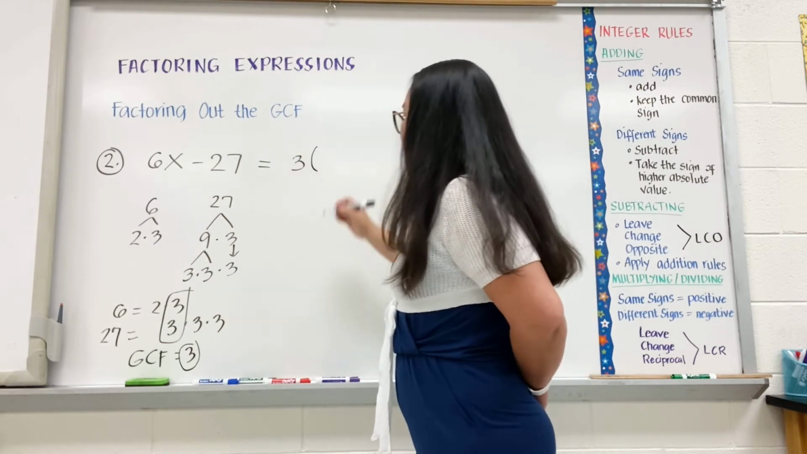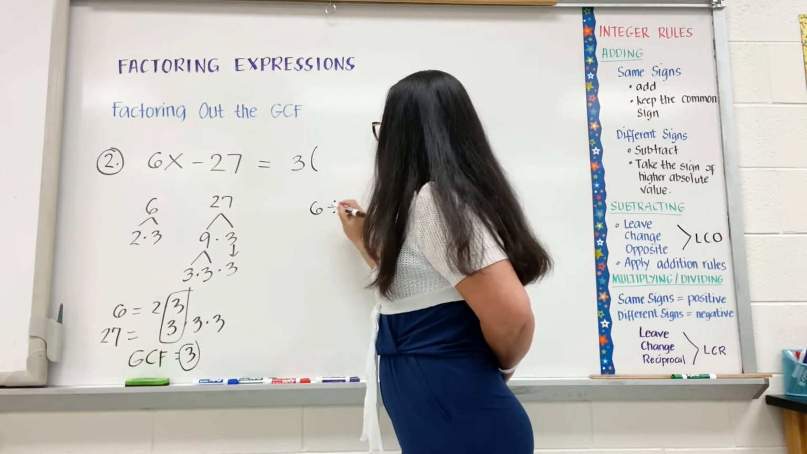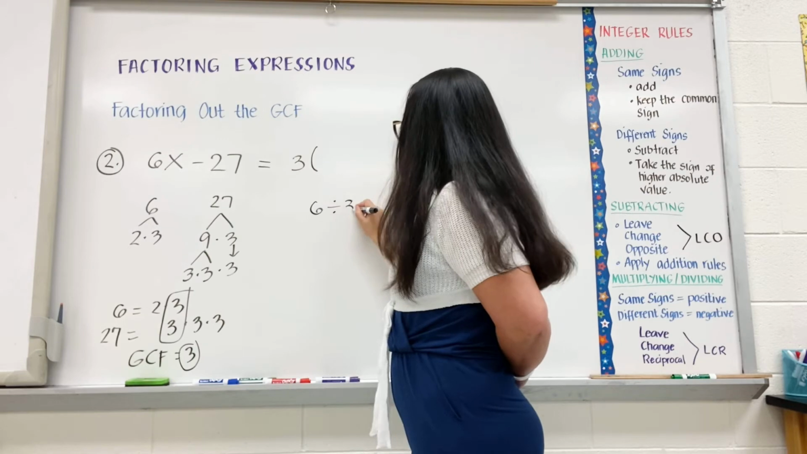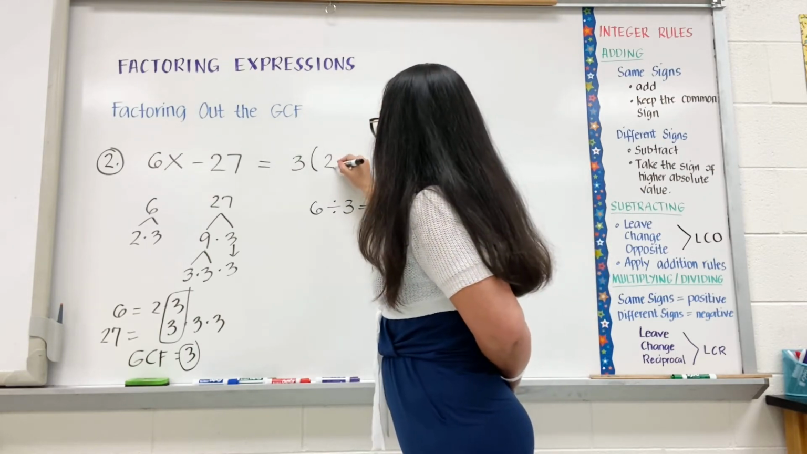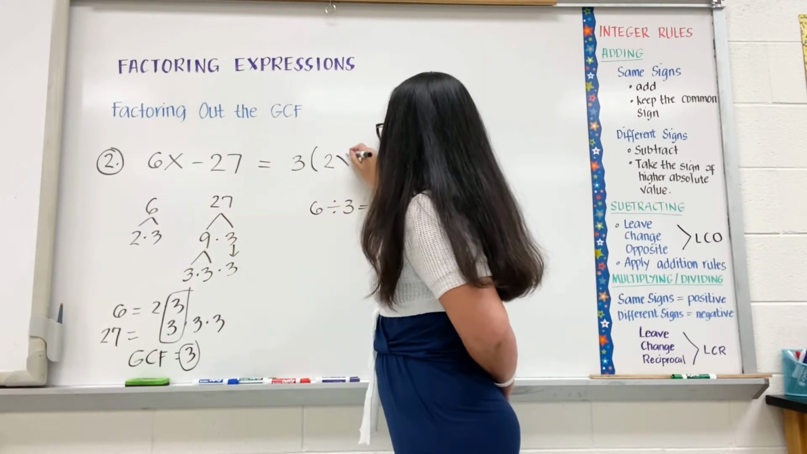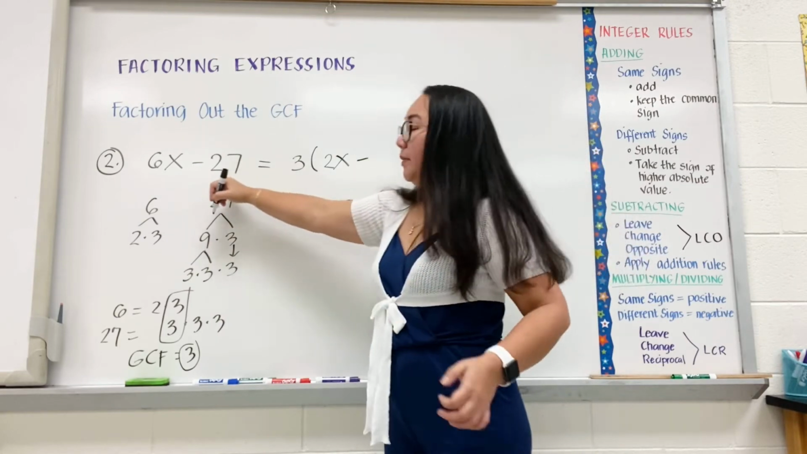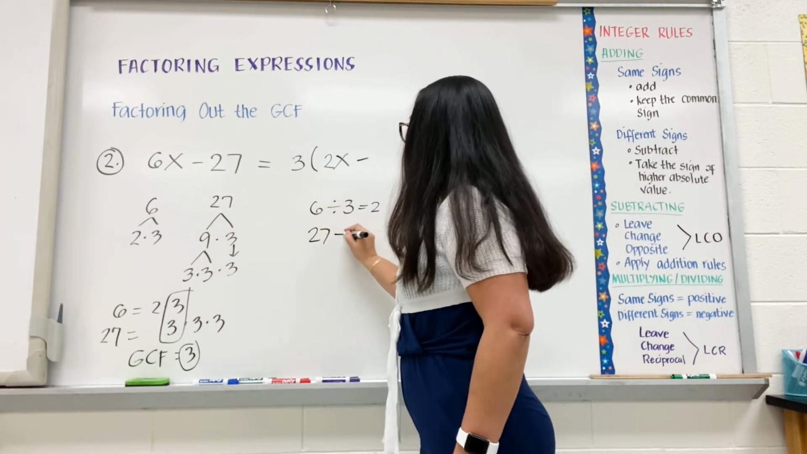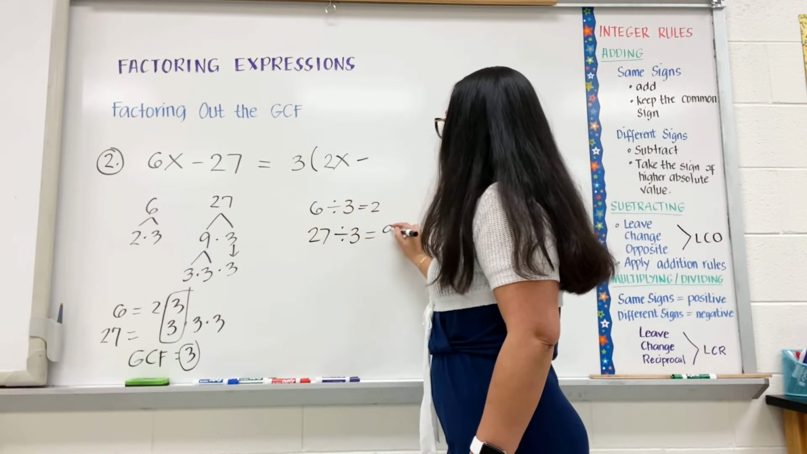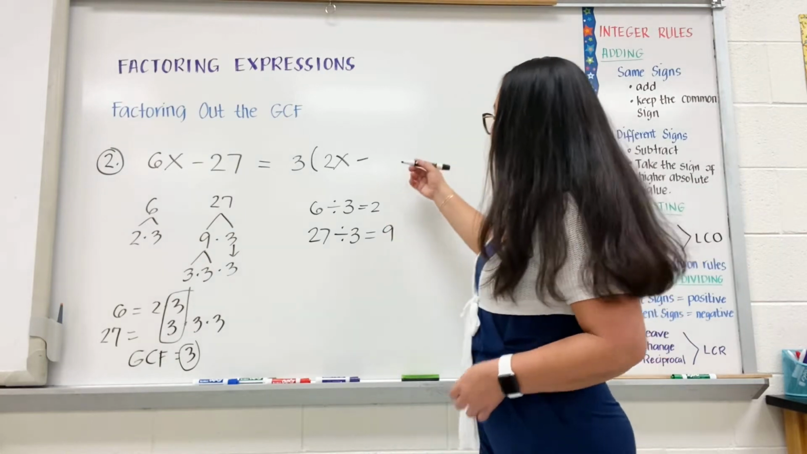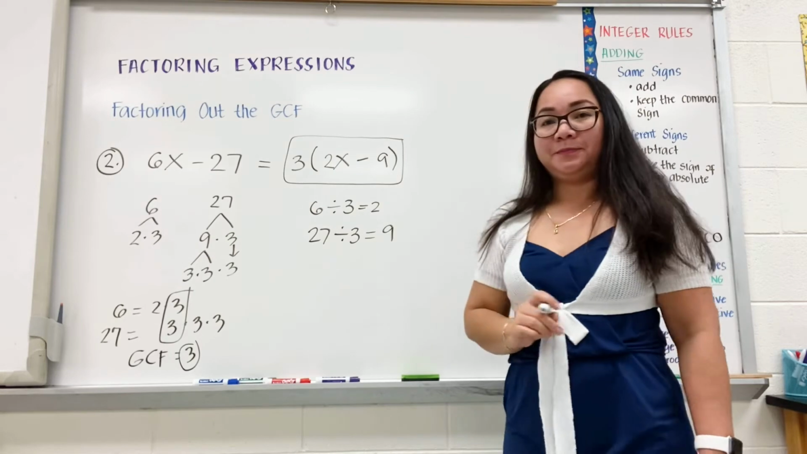So proceed. We have here, the first term is 6x. So 6 divided by the GCF, which is 3, is 2. So this is the first term inside the parenthesis. So that is 2. Variable is x. Since this is minus, write down minus here. Next term is 27. So 27 divided by the GCF, which is 3, that is 9. So the next term in the parenthesis is 9. So this is the answer.